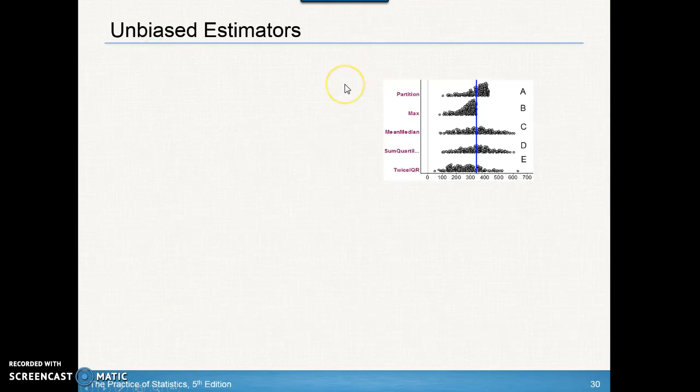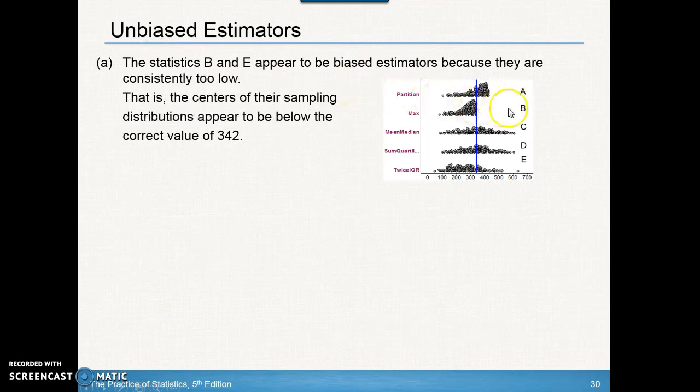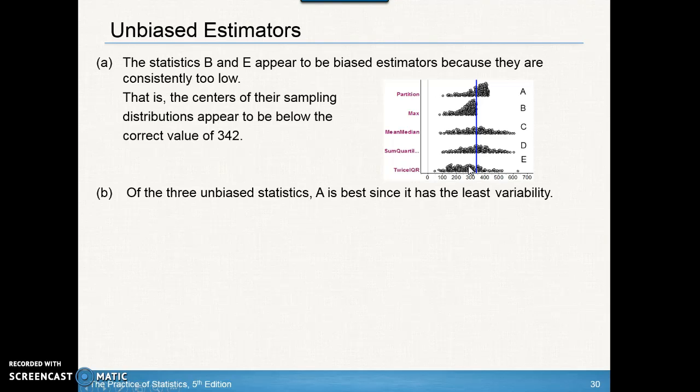So if we take a look at letter B and letter E, notice how almost all of the data is below the true mean. Over here, letter E, almost all of the data is below the true mean. So these two are biased estimators because they're consistently too low. The center of their sampling distribution, which is going to be here or here, appear to be below the correct value of 342. Okay, so we said that B and E were definitely biased. So which one is the best between A, C, and D?